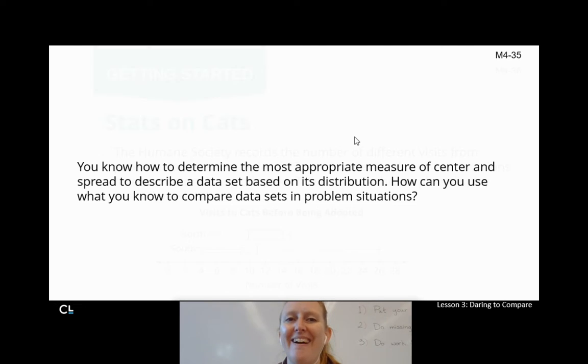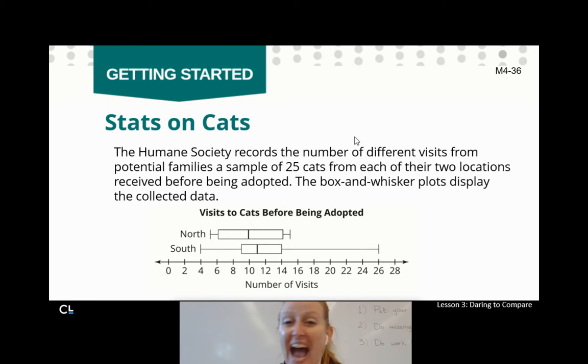We're going to start with stats on cats. Oh, that brings me joy. So page M4-36, let's talk cats.